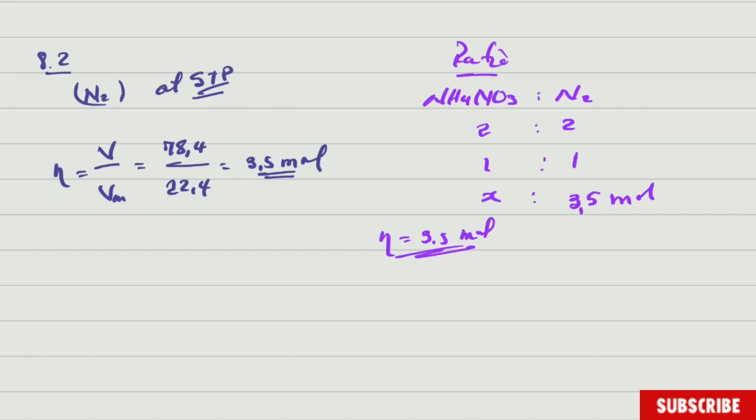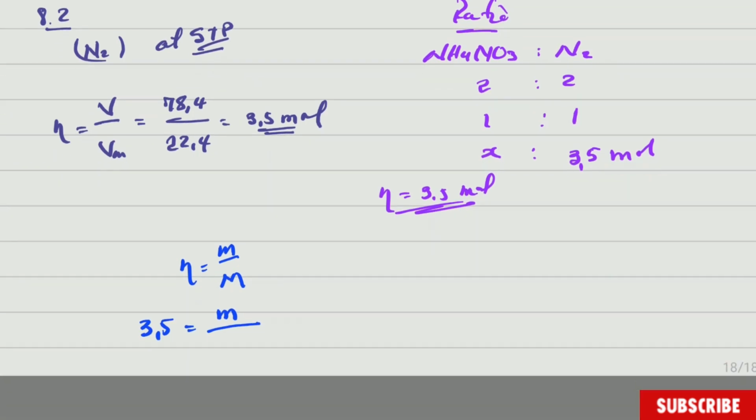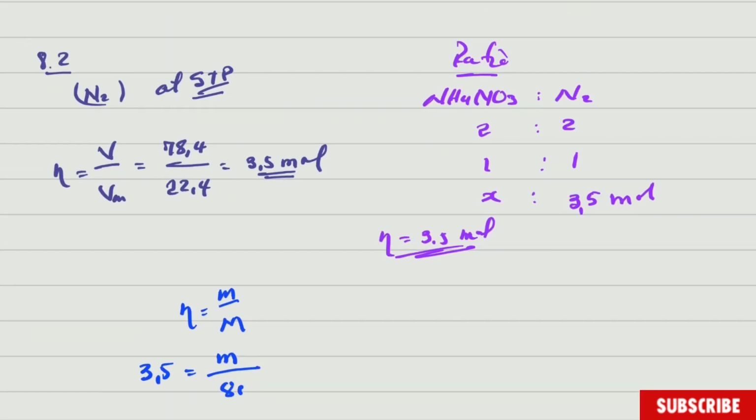All right, now how do we calculate the mass? Very simple guys, number of moles is equal to mass divided by molar mass. When you substitute, 3.5 equals mass divided by the molar mass that was calculated before, which is 80. So the mass is going to be equal to 280 grams. Guys, this is the end of this question as well as the end of the video.